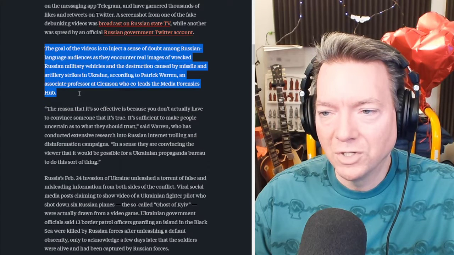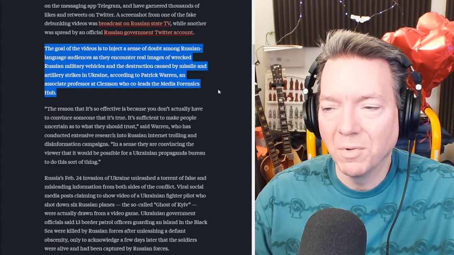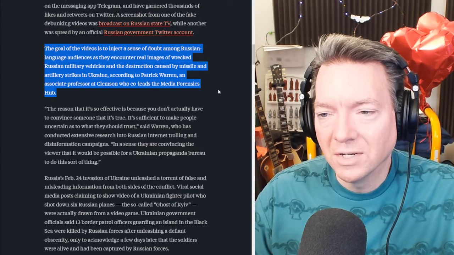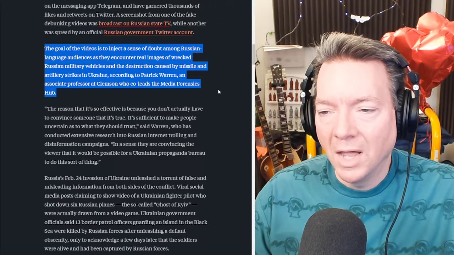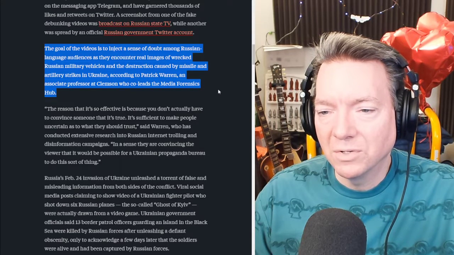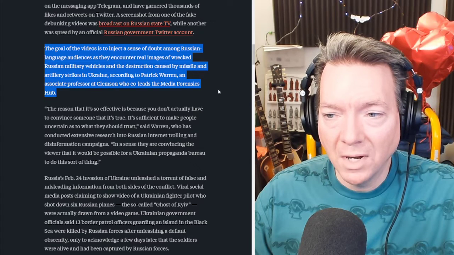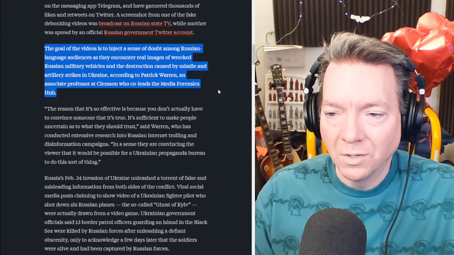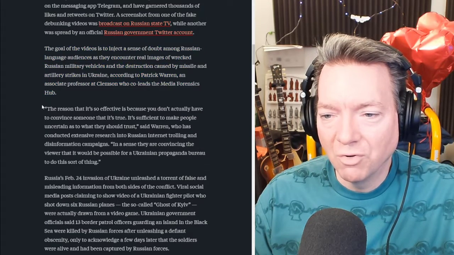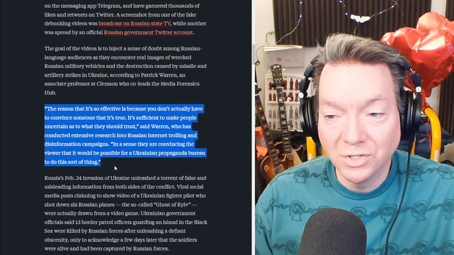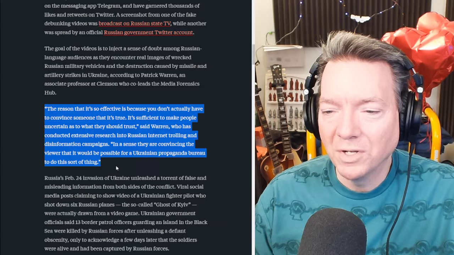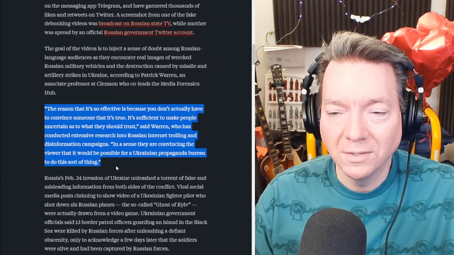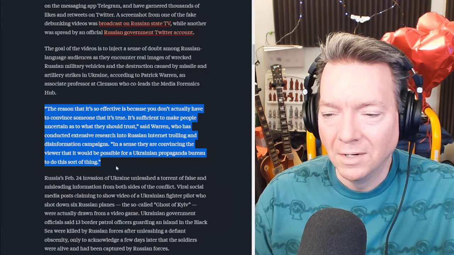The goal of the video is to inject a sense of doubt among Russian language audiences as they encounter real images of wrecked Russian military vehicles and the destruction caused by missile and artillery strikes in Ukraine. The reason it's so effective is because you don't really have to convince someone that it's true. It's sufficient enough to make people uncertain as to what they should trust.